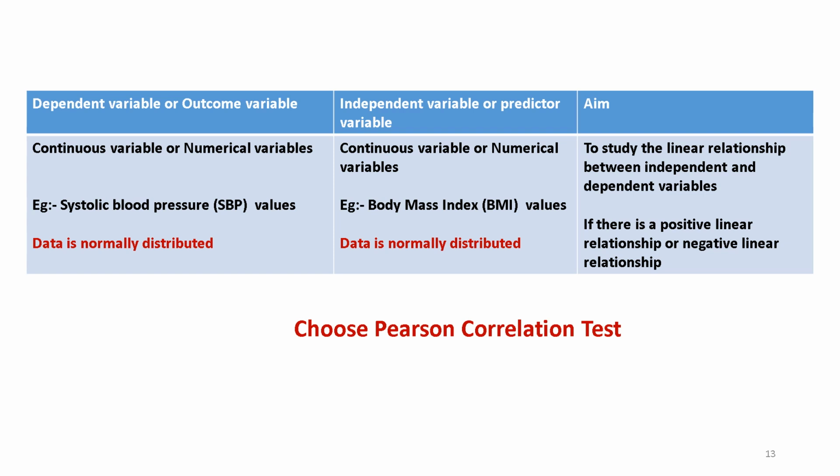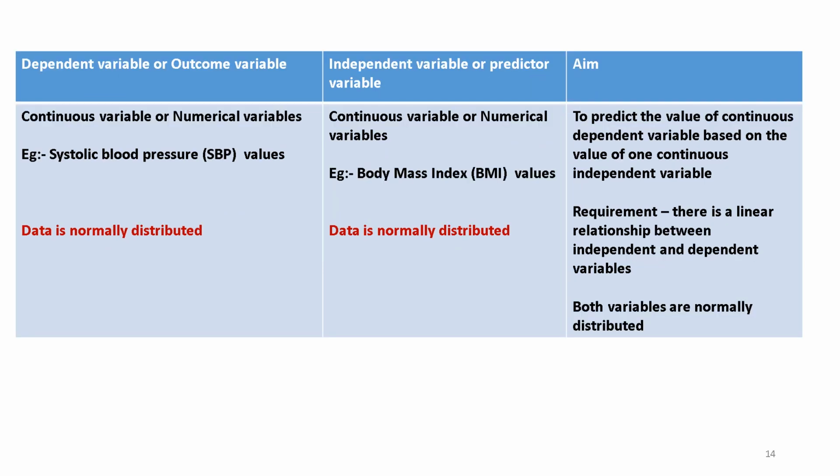Pearson correlation test will help us to know if there is a linear relationship between independent variable and dependent variable. And one more thing, if the linear relationship is statistically significant or not. Now we can go through the next scenario.